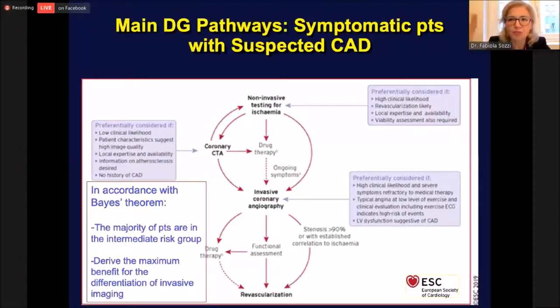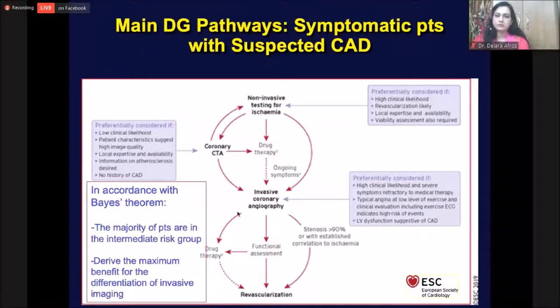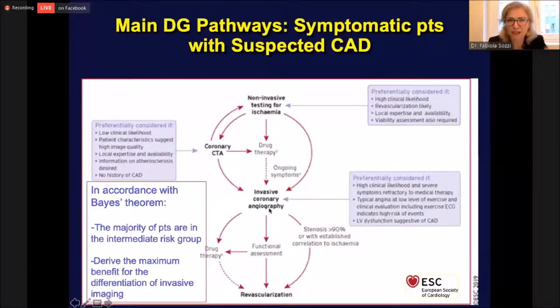We have three types of tests. Non-invasive tests for ischemia, functional tests: the functional test is MRI, nuclear, stress echo. And then we have another non-invasive test, anatomical, which is computed tomography. And then we have a diagnostic test that is invasive, the coronary angiography. We should send to the non-invasive functional test for ischemia the intermediate to high risk population of coronary artery disease, based on the evidence of the last 35 years.